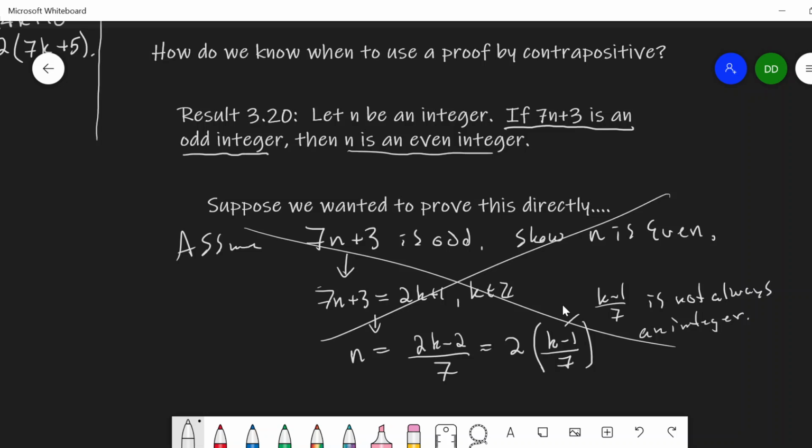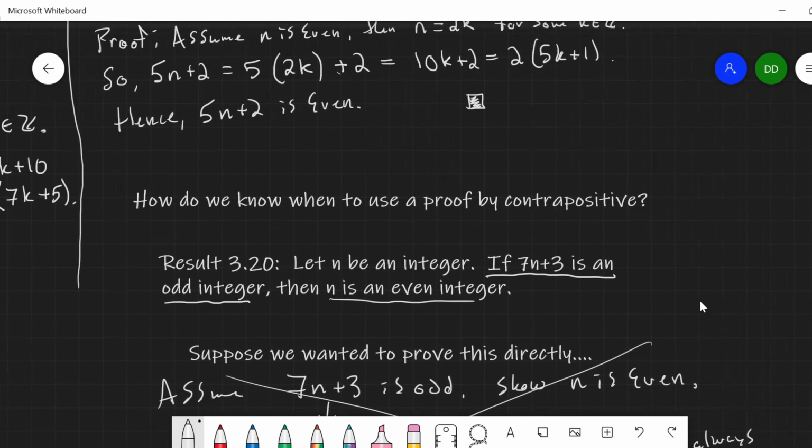A lot of creating a proof is about exploring your options, trying things, and seeing if they work out. So you can try any proof directly. But if you get stuck like this, try something else. In particular, try a proof by contrapositive. So that's one way to be able to do this. I'll give another example of this.